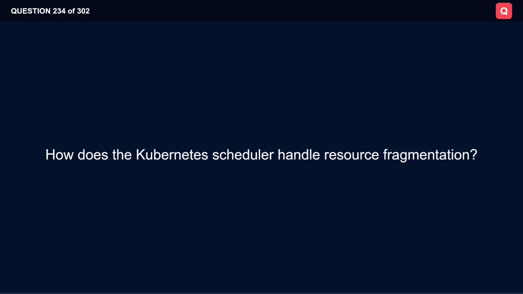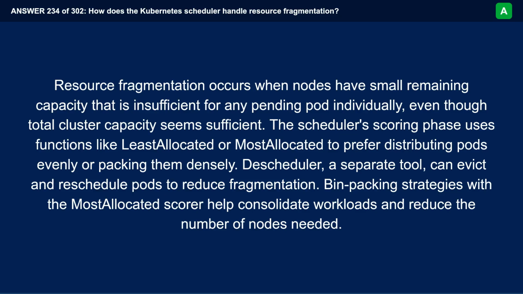How does the Kubernetes scheduler handle resource fragmentation? Resource fragmentation occurs when nodes have small remaining capacity that is insufficient for any pending pod individually, even though total cluster capacity seems sufficient. The scheduler's scoring phase uses functions like least allocated or most allocated to prefer distributing pods evenly or packing them densely. The descheduler, a separate tool, can evict and reschedule pods to reduce fragmentation. Bin packing strategies with the most allocated scorer help consolidate workloads and reduce the number of nodes needed.